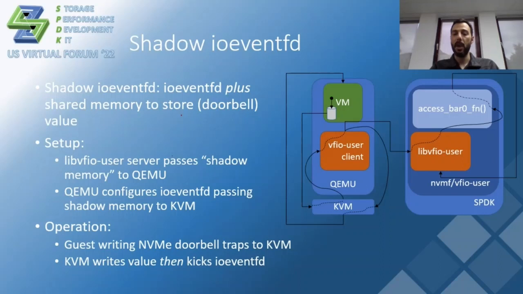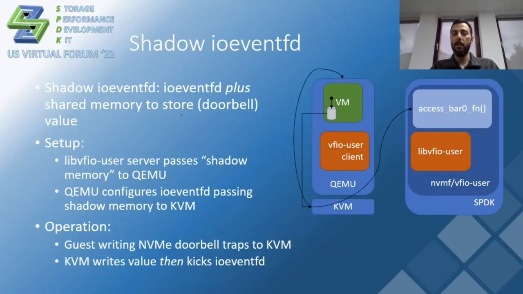Now let's see what happens when the guest writes to the doorbells and shadow ioregionfd is used. The guest writes the doorbell and traps into KVM as before, but now KVM writes the MMIO value to the shadow memory, kicks the eventidx, and then continues executing the guest.